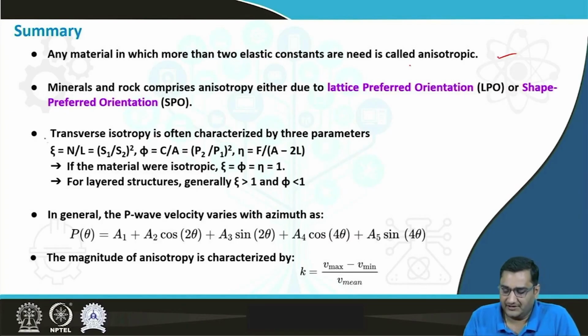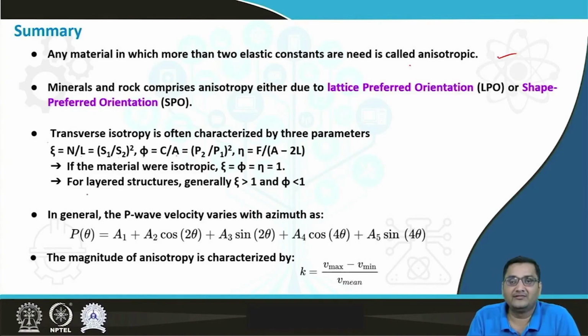Transverse isotropy is often characterized by three parameters, that is zeta, phi and eta, and their values go like this. Zeta is equal to N by L, which is equal to (S1 by S2) whole squared. Phi is equal to C upon A, which is further equal to (P2 by P1) squared, and eta is equal to F upon (A minus 2L).